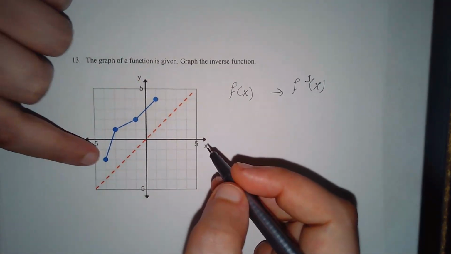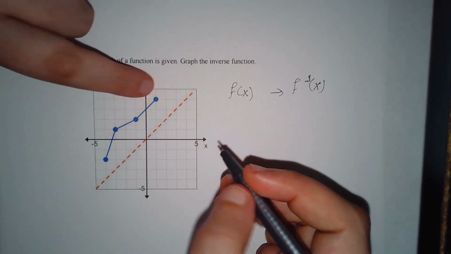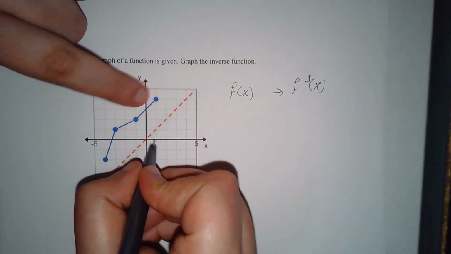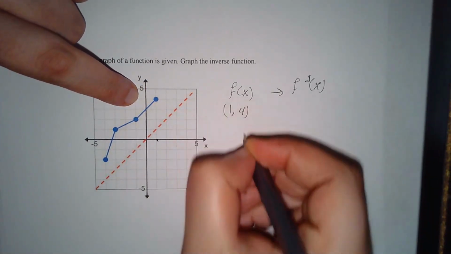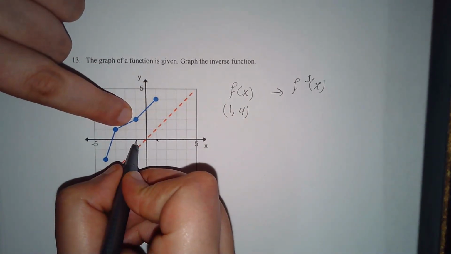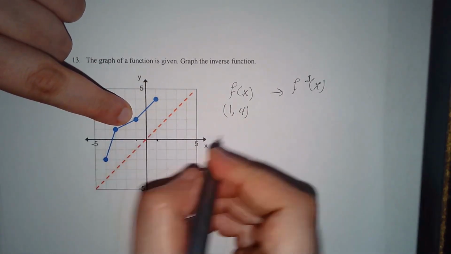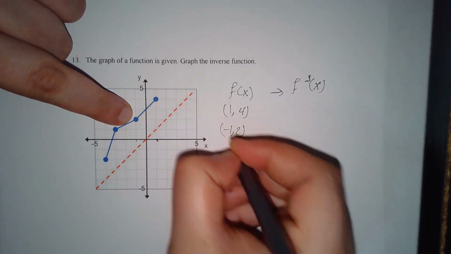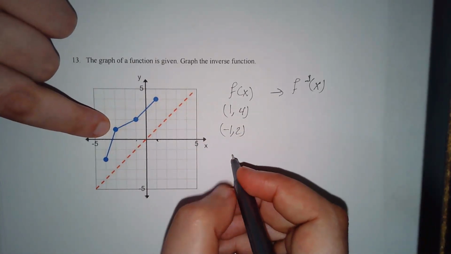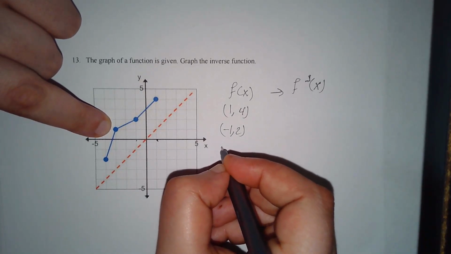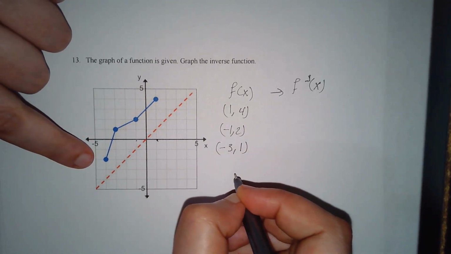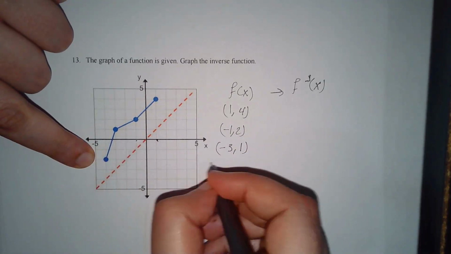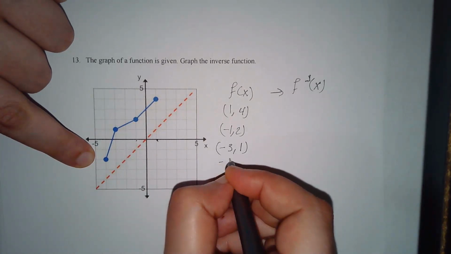Well, first thing you need to do is look at the points themselves and write them down. Over here, this point is what? 1 for x, 4 for y, yes? So 1 and 4. This one is negative 1 for x and what is that one? 2 for y? Negative 1 and 2. Over here we have negative 3 and positive 1. And the last one is negative 4 and negative 2. Right? These are my points.